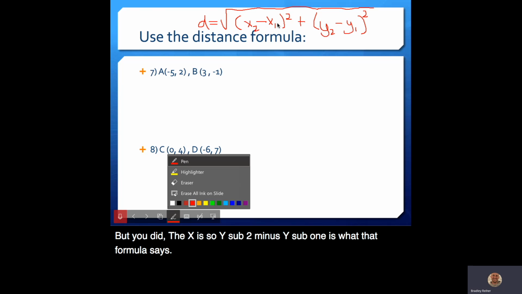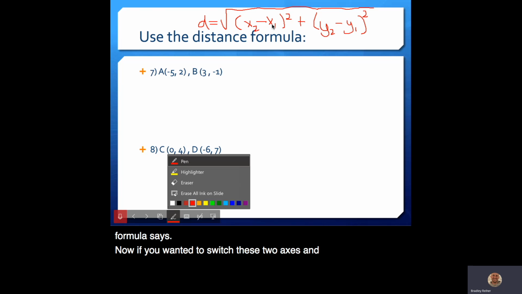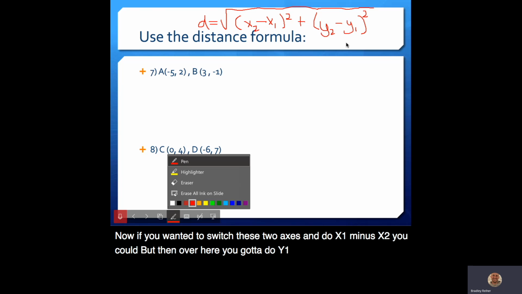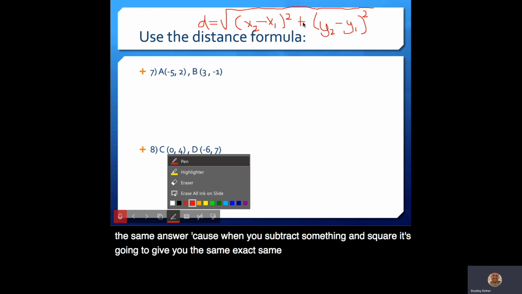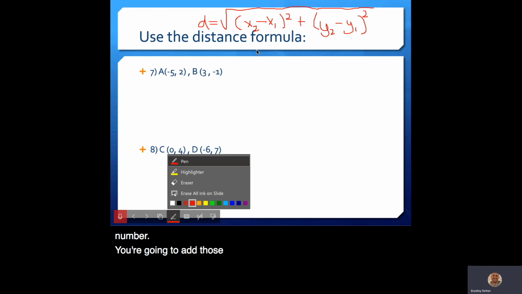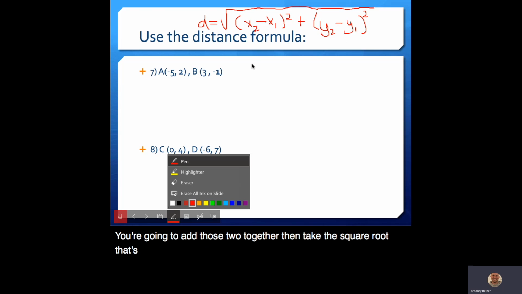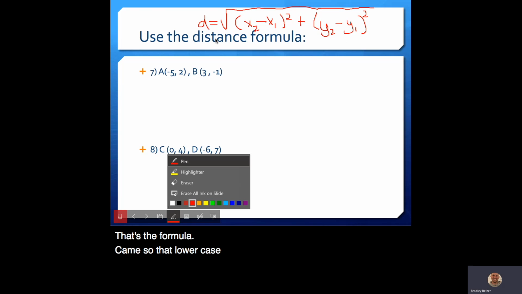Now, if you wanted to switch these 2 x's and do x1 minus x2, you could. But then over here, you got to do y1 minus y2. It'll give you the same answer. Because when you subtract something and square it, it's going to give you the same exact number. You're going to add those 2 together, then take the square root. That's the formula.